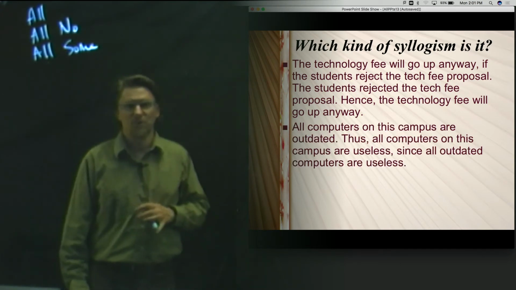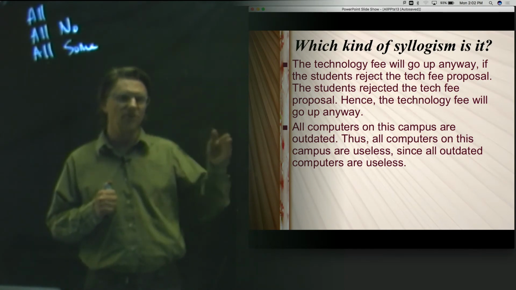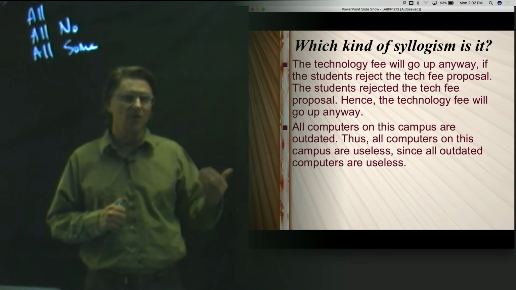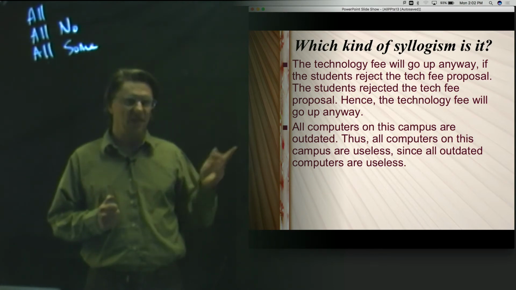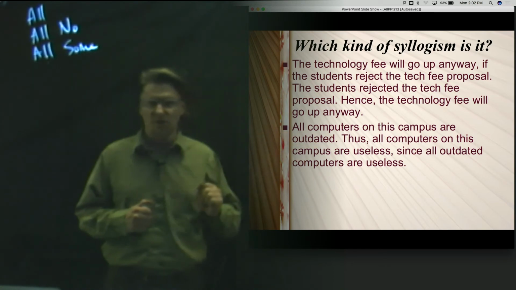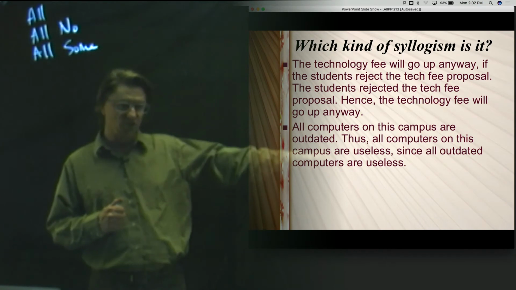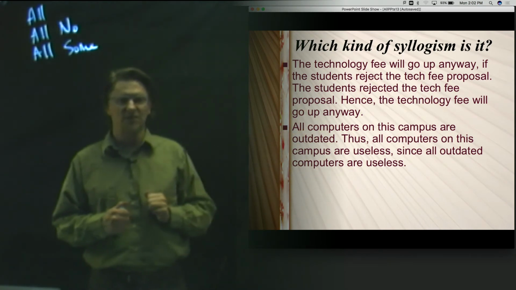All right. All computers on this campus are outdated. Thus, all computers on this campus are useless, since all outdated computers are useless. All right. Again, we have the word thus here, a conclusion indicator. And so what follows that word thus will be a conclusion. We also see the word since, so we have a premise there. And of course, the very first sentence here is a premise.